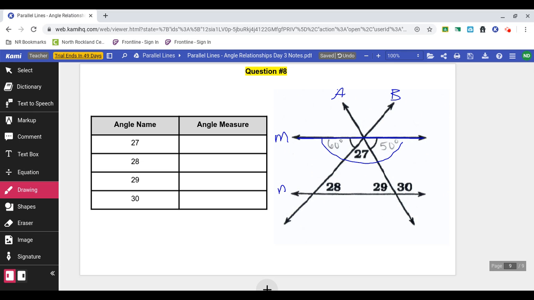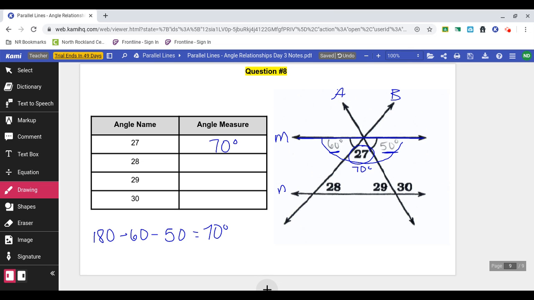I know that these two angles, one equals 60 and one equals 50. So I have to figure out the measure of that missing angle. So I simply have to subtract 180 minus 60 and minus 50 in order to figure out that missing piece. And when I do that, I get 70 degrees. So that tells me that angle 27 is equal to 70 degrees. Okay, so I found out the one.